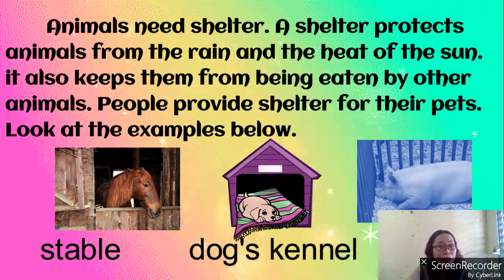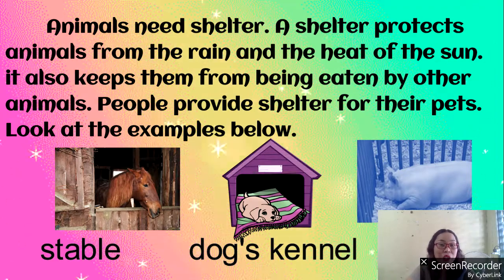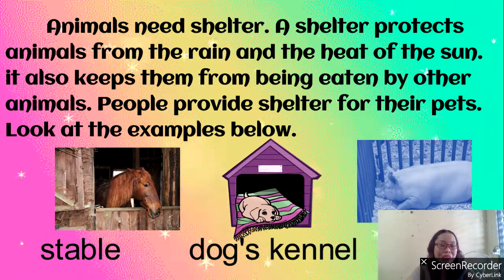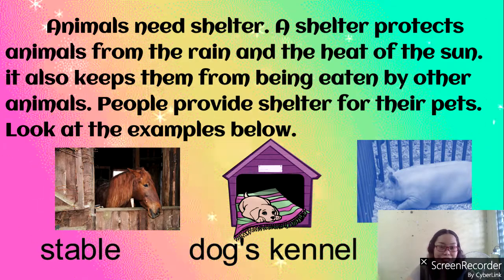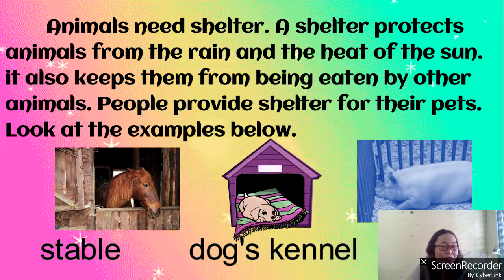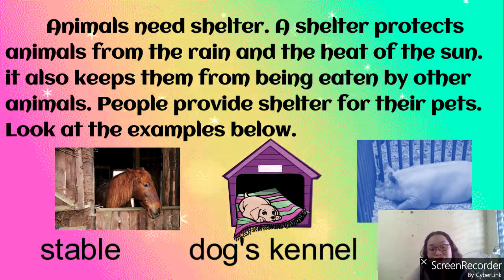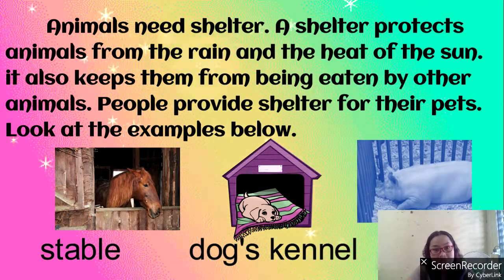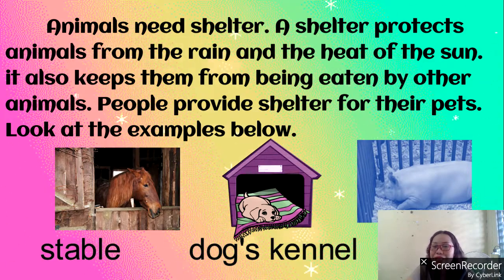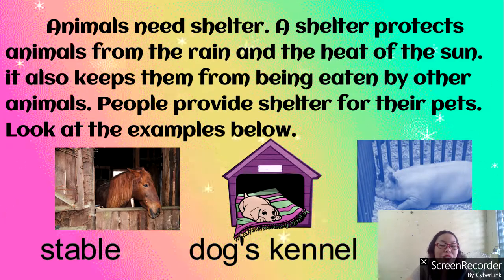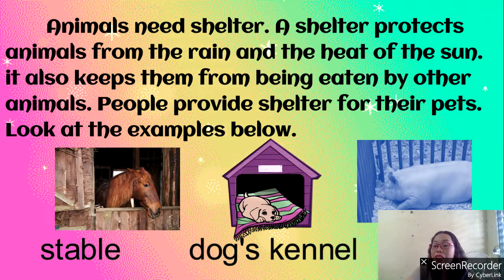Animals need shelter as well. A shelter protects animals from the rain and the heat of the sun. It also keeps them from being eaten by other animals. People provide shelter for their pets. Look at the examples here. The shelter of a horse is called a stable. If you have a pet horse, you need to provide a stable for the horse in order for it to keep safe and warm. If you have a pet dog, then the shelter of the dog is called a dog's kennel. For the pig, it is called a pig pen.